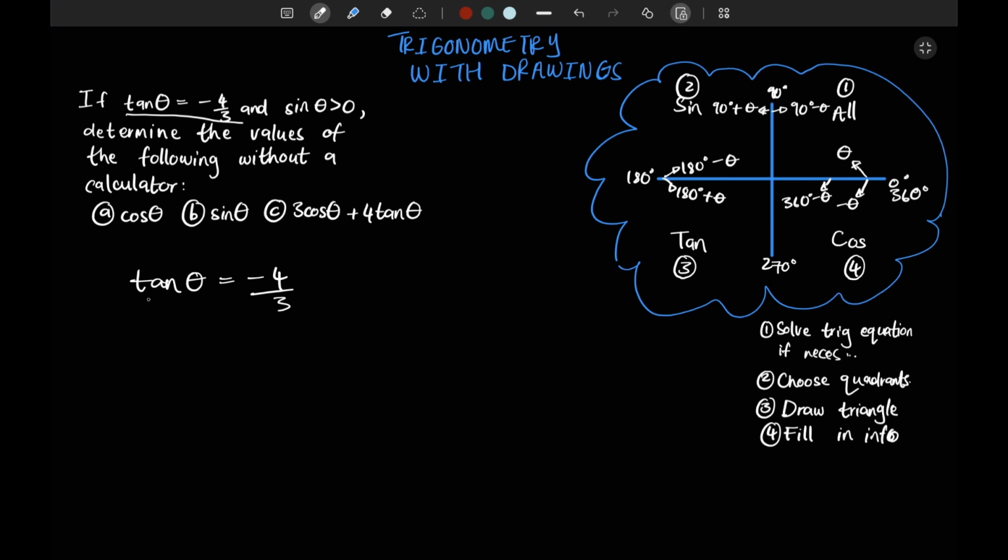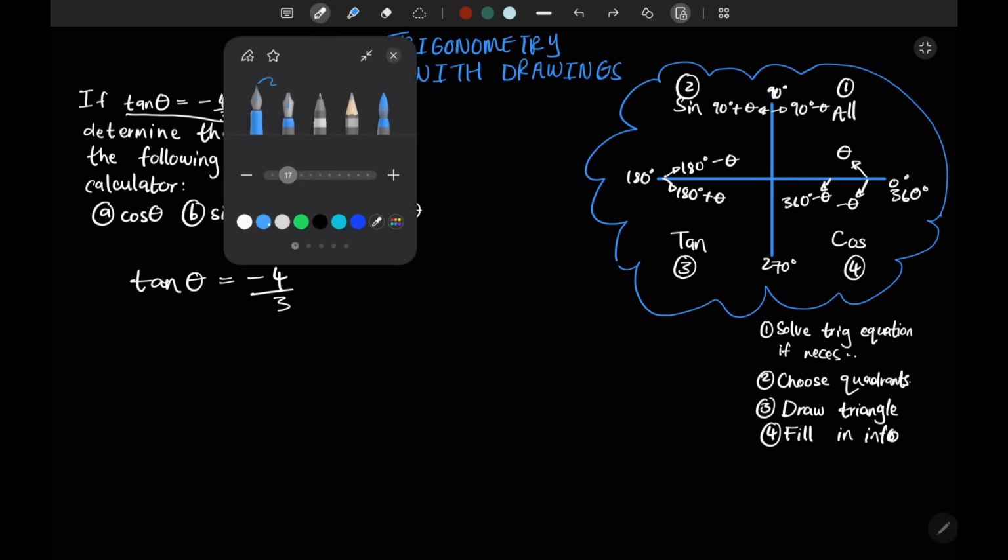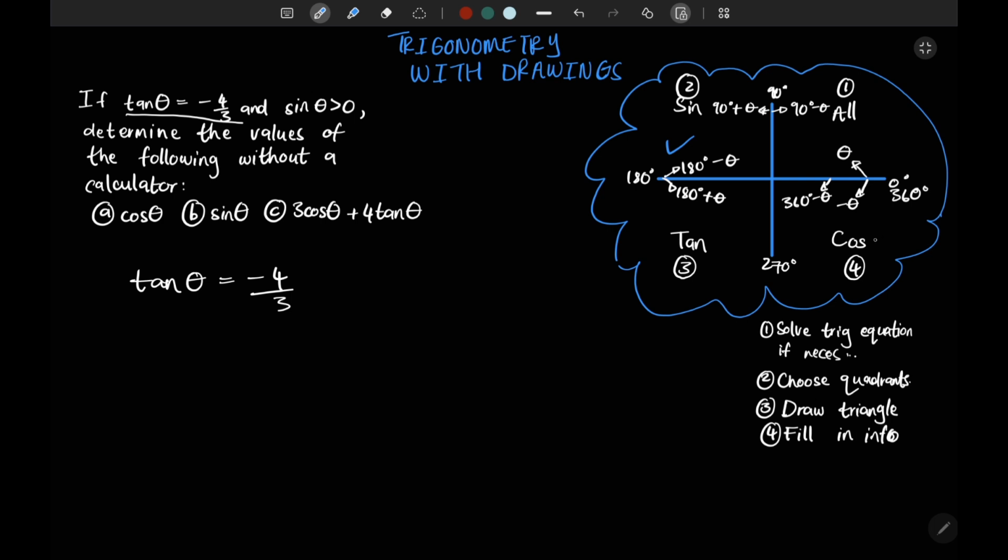Okay, so they're telling us here that tan theta is equal to negative 4/3, meaning tan is negative. In which quadrants is tan negative? It's negative in the second. Let me highlight this in blue. It's negative in the second and the fourth quadrant. Right? Our interval says sine theta is greater than 0. So what this means is that sine is positive.